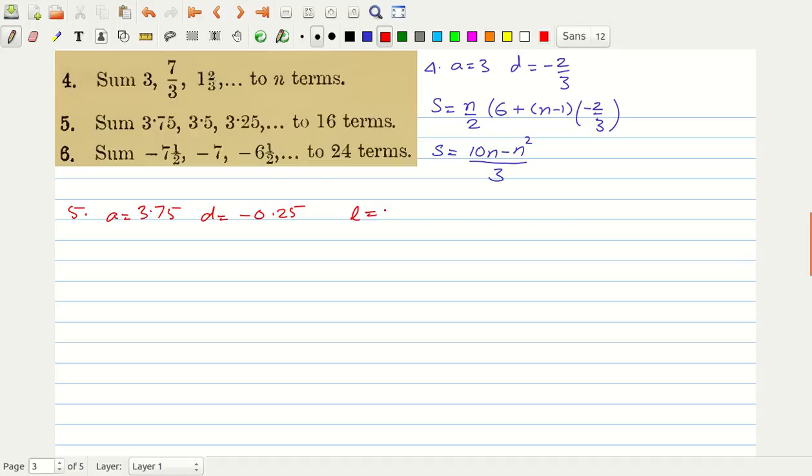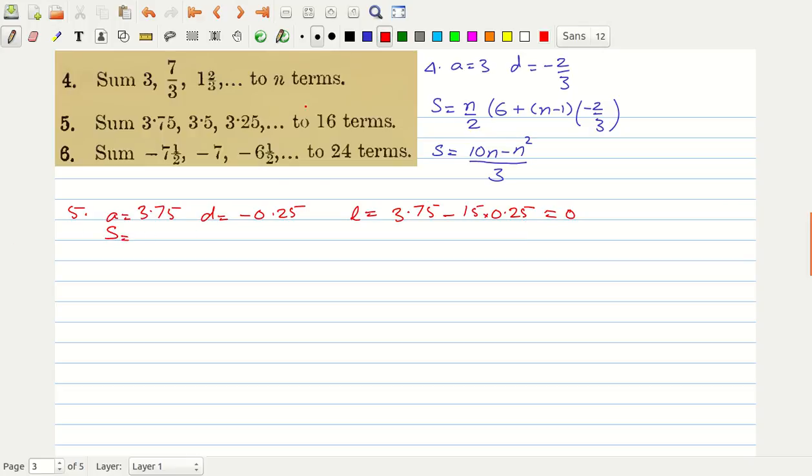Let us call it L. It will be 3.75 minus 15 times 0.25, and this will be equal to 0, okay, because 15 times 0.25 is actually 15 by 4, 15 by 4 is also 3.75.